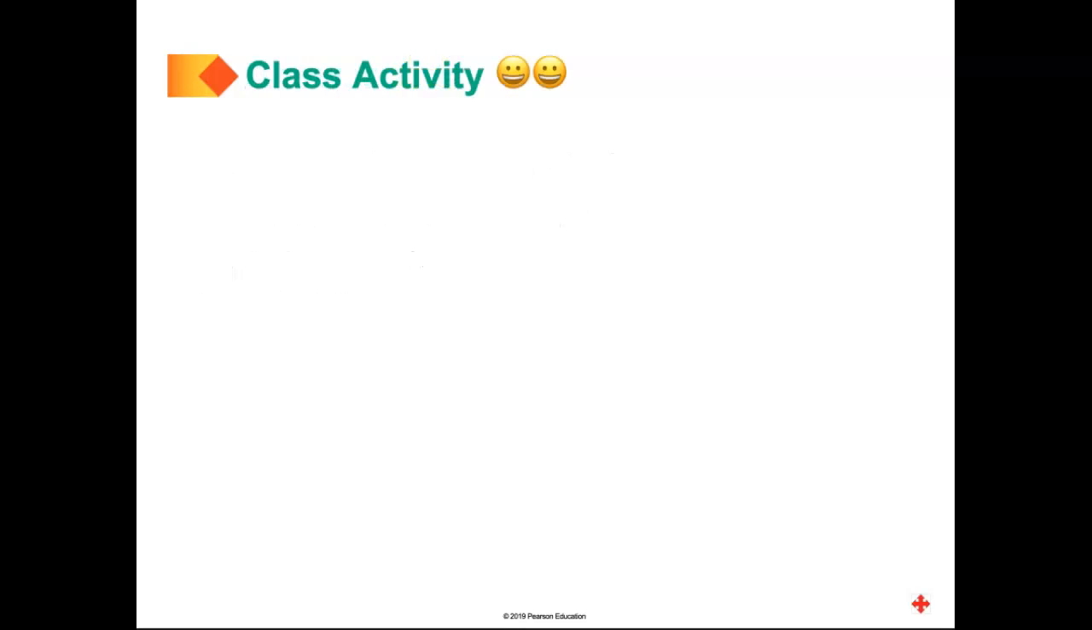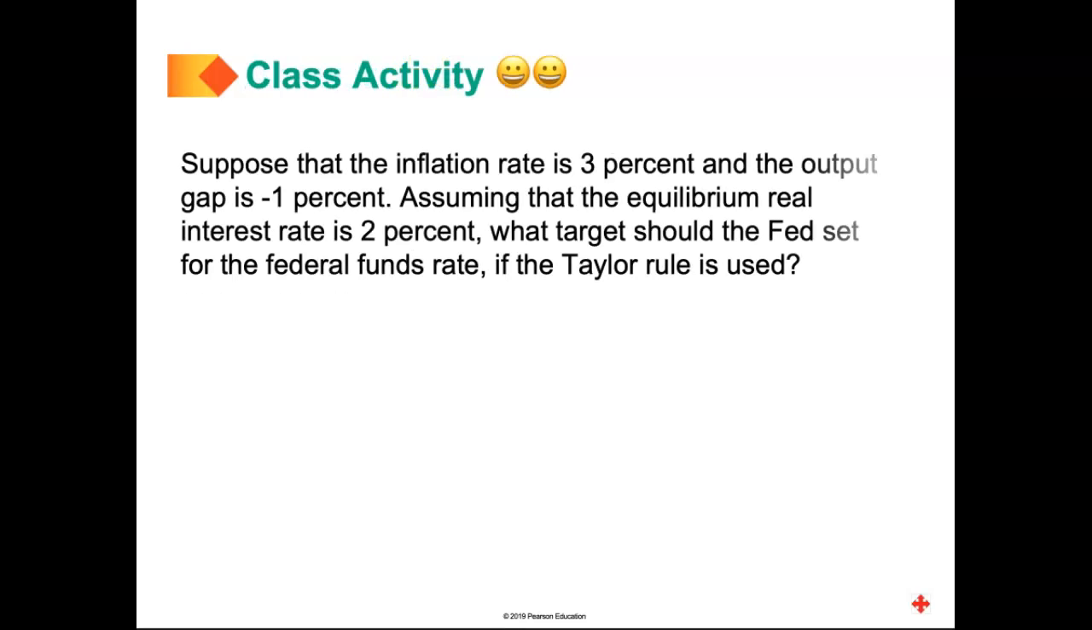Now, see if you can work on this on your own. Suppose that the inflation rate is 3% and the output gap is negative 1%. Assuming that the equilibrium real interest rate is 2%, what target should the Federal Reserve set for the federal funds rate if the Taylor rule is used? See if you can work on this.